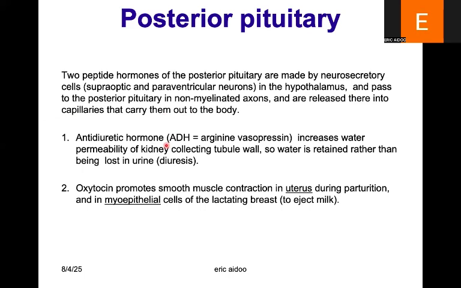These are the two hormones released by the posterior pituitary. First, antidiuretic hormone or ADH, also called vasopressin. This increases water permeability of the kidney collecting tubes, so water is retained rather than being lost, which would be diuresis. Then oxytocin promotes smooth muscle contraction in the uterus during parturition and of the myoepithelial cells in lactating mothers.